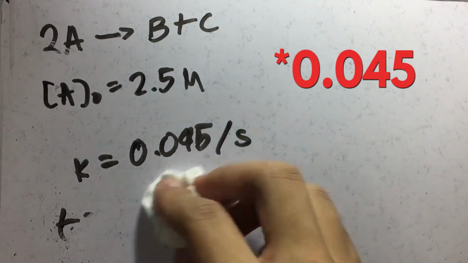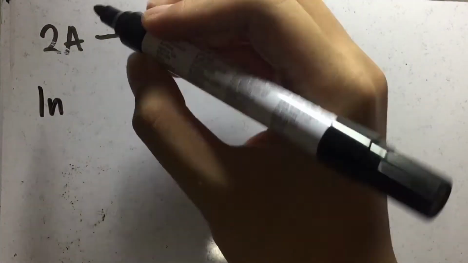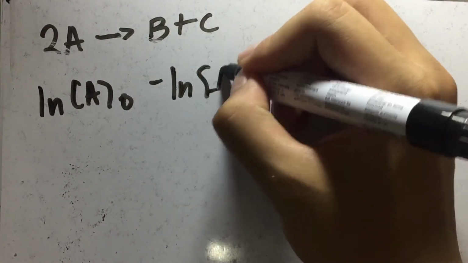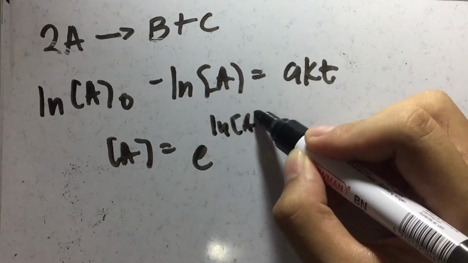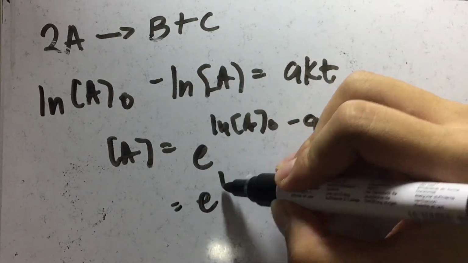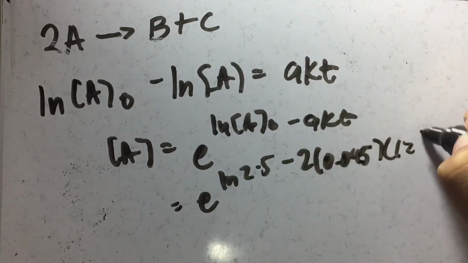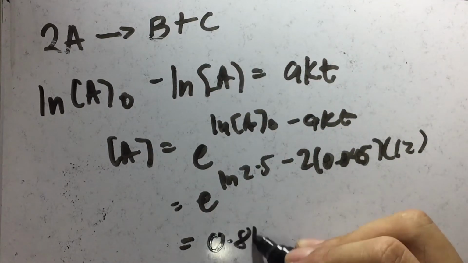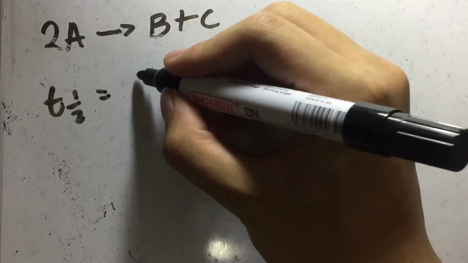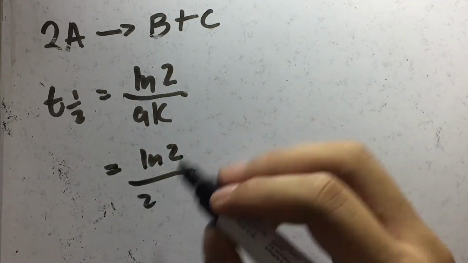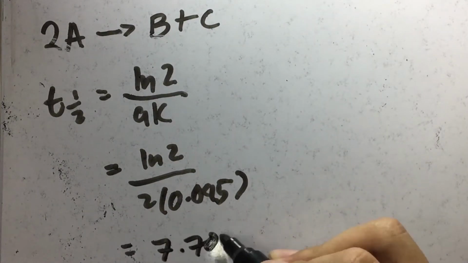What will be the concentration of A after 12.5 seconds? It's just a matter of plugging in values at this point. After doing so, we'd get 0.812 molars. Then, for finding the half-life of the reaction, we just have to plug in the values as well. You'd get 7.702 seconds after doing so. That's about it for the first order. Let's now move on to the second order.